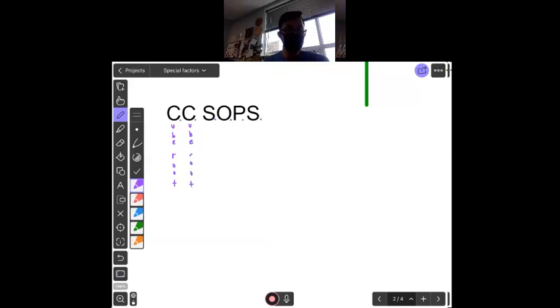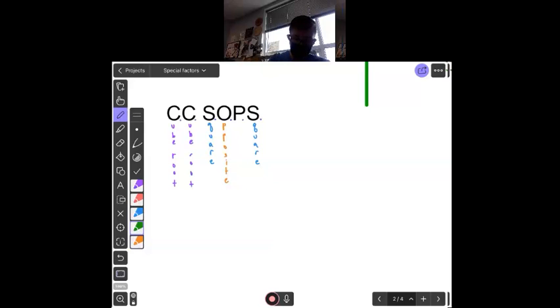So CC stands for cube root. Now you guys heard me talking about cube rooting just a second ago. The S's both stand for square, not square root, just square. You guys heard me talking about squaring just a second ago. The O stands for opposite. You guys heard me talking about opposite signs a second ago.